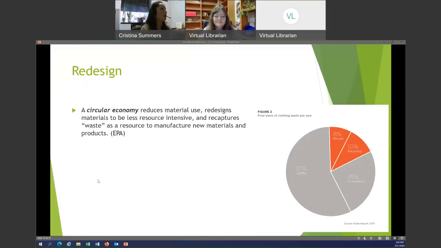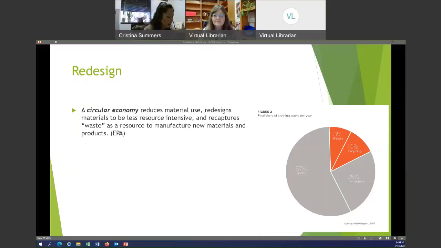So recycling is a part of the circular economy, but a lot of it has to do with how you design the product to begin with. This is just a quote from the EPA website, a definition of circular economy. It reduces material use, so it uses fewer resources to begin with. It redesigns the materials to be less resource intensive, including less energy intensive. It recaptures waste, which could be through recycling, for example.